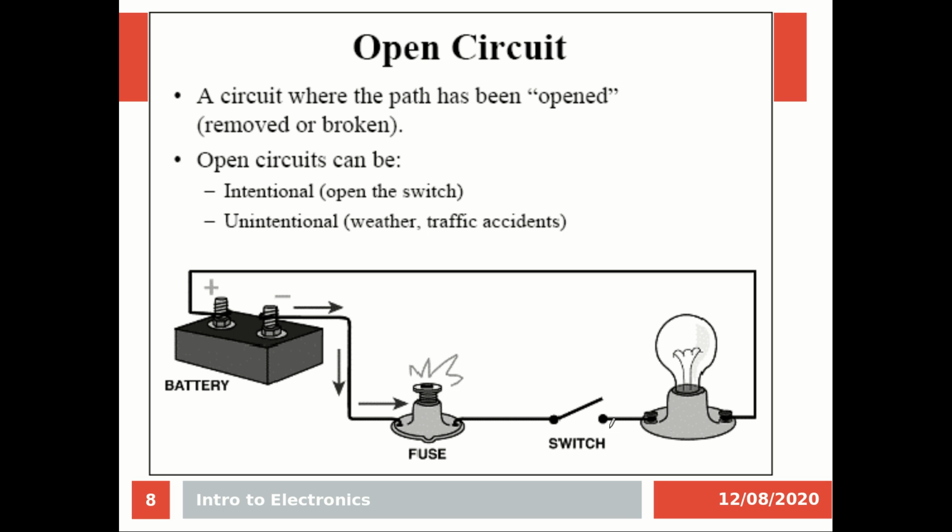Now the open circuit: it is like you cut the circuit here. I intentionally cut the circuit, or use the switch, or unintentionally, the weather or a traffic accident, for example, creates a problem in the electricity in this area. So if there is a cut here or the switch is open, then the electricity will not go through the wire and there is no light.